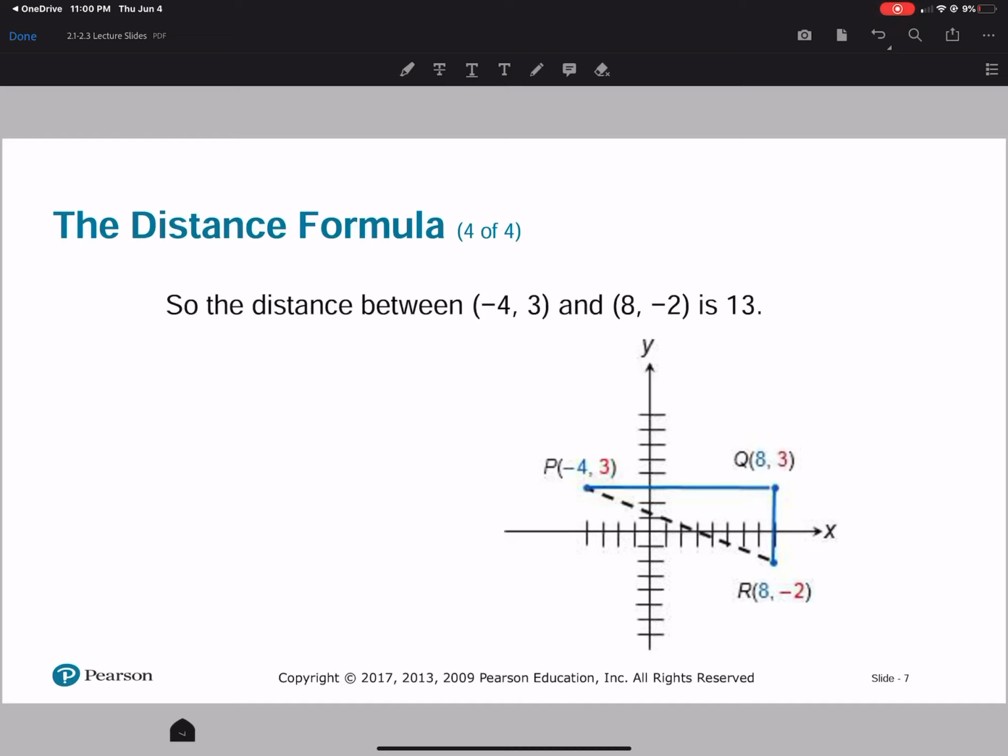So just make sure when you're doing this, you understand what you're actually doing. Now, let's look at this. It says the distance between the points negative 4, 3 and 8, negative 2 is 13, or the distance between point P and R. That's the same thing we just looked at. It's just talking about the points themselves instead of using P and R like I used.